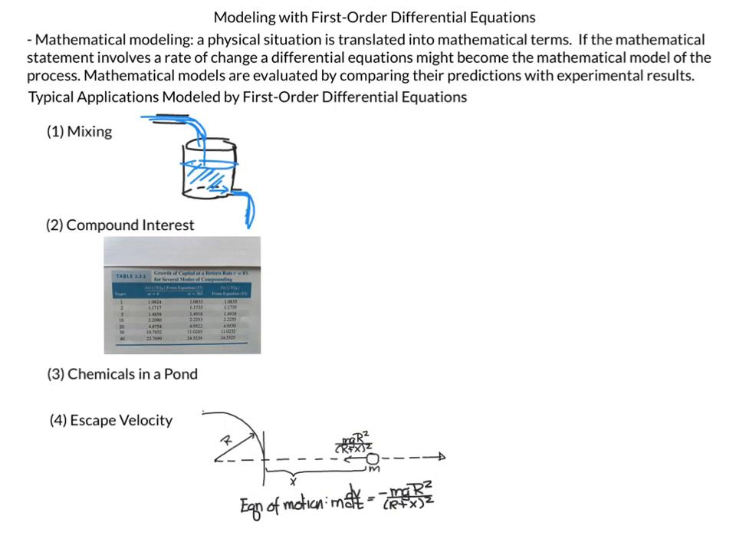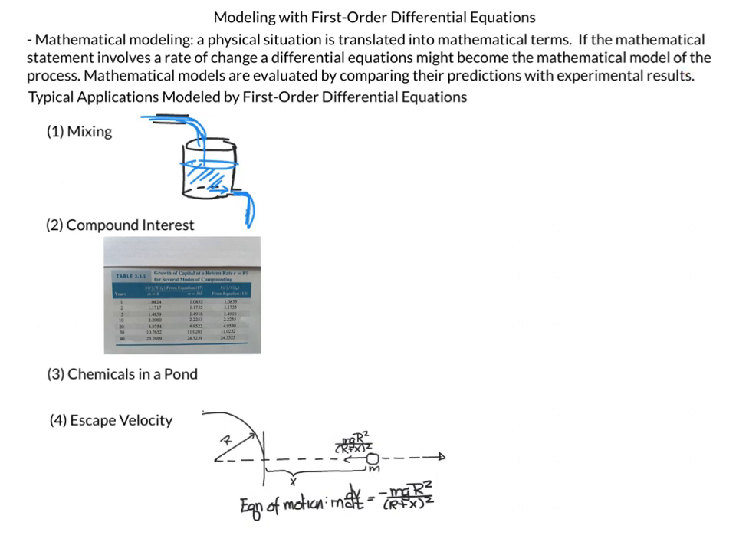We'll look at the mathematical modeling, which is a physical situation translated into mathematical terms. And if the mathematical statement involves a rate of change, a differential equation might become the mathematical model of the process. Mathematical models are evaluated by comparing their predictions with the experimental results.